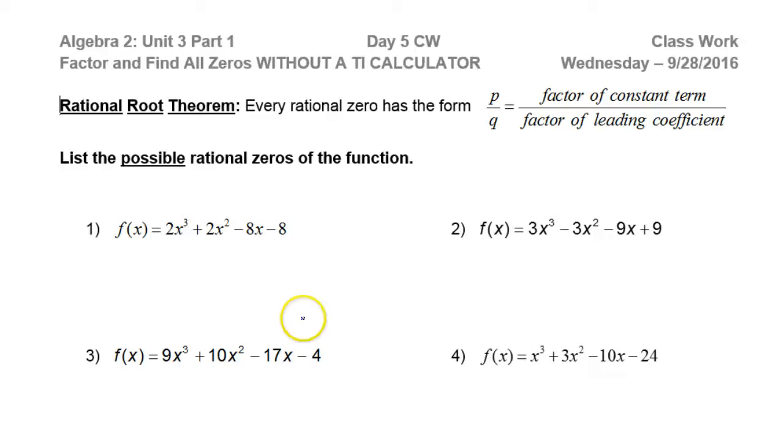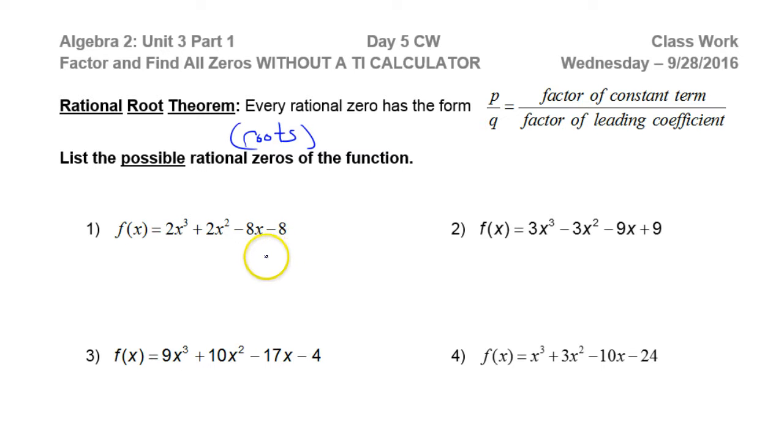Alright, in this video we are going to learn how to list the possible rational zeros or roots using something called the rational root theorem. Now, because the degree is 3, we know there are 3 actual zeros. That's not what we're talking about right now.